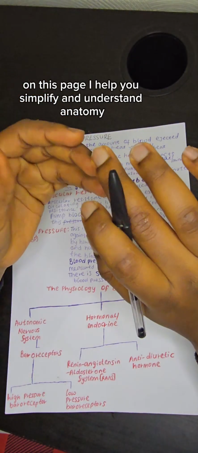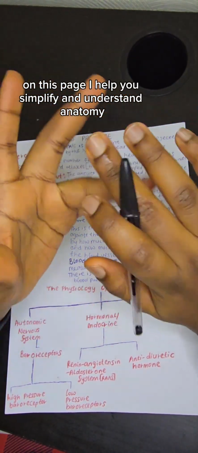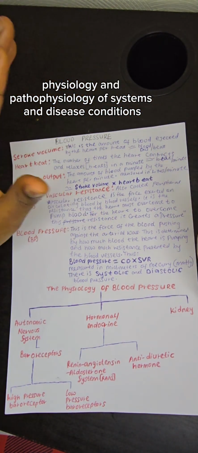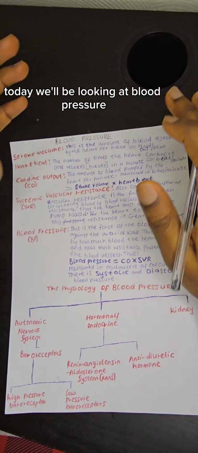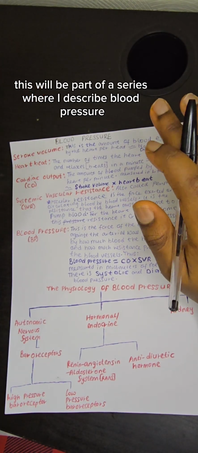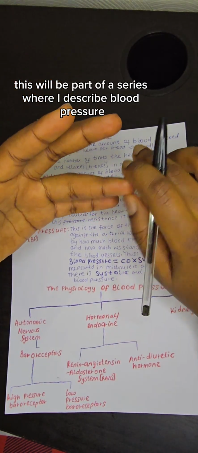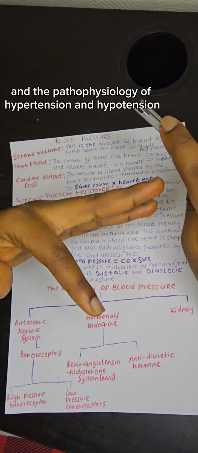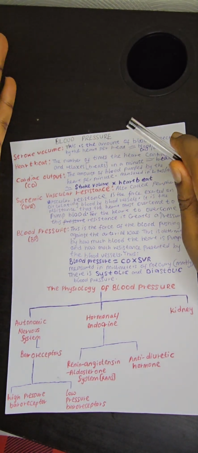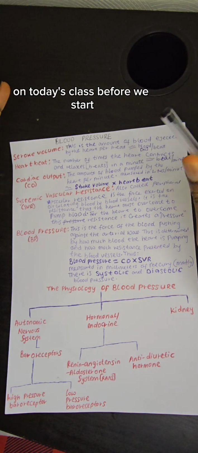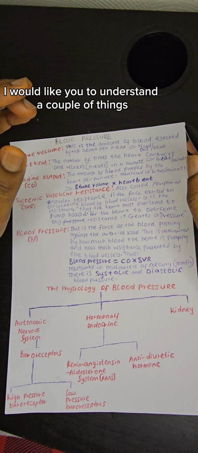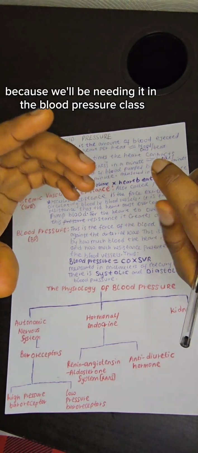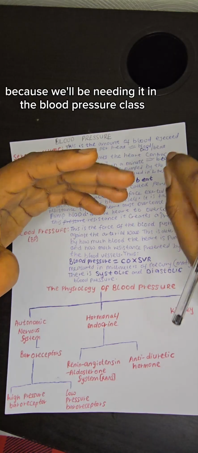On this page, I help you simplify and understand anatomy, physiology, and pathophysiology of systems and disease conditions. Today, we'll be looking at blood pressure. This will be part of a series where I describe blood pressure, the physiology of blood pressure, and the pathophysiology of hypertension and hypotension. On today's class, before we start, I would like you to understand a couple of terms. I need you to hold on to this understanding because we'll be needing it in the blood pressure class.